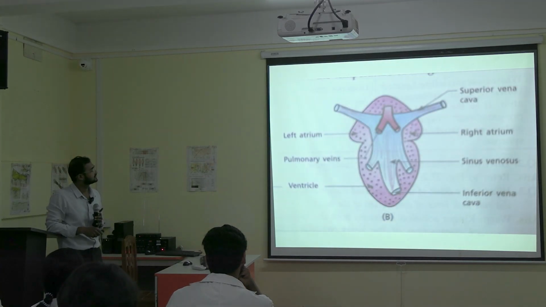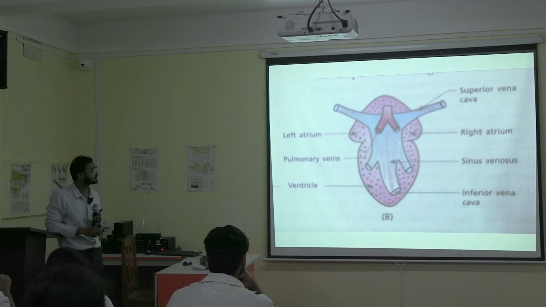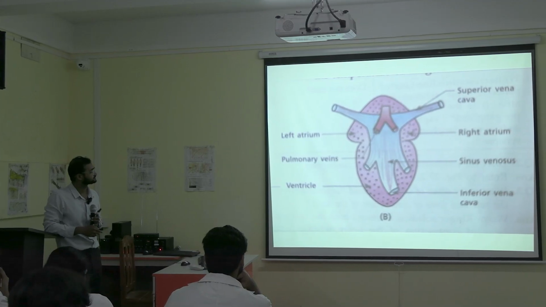So here this is the picture, this is the sinus venosus. The sinus venosus is a triangular space where the two superior vena cavae, the right and the left, and the inferior vena cava communicate. This area is known as sinus venosus. Here the frog's pacemaker is located.